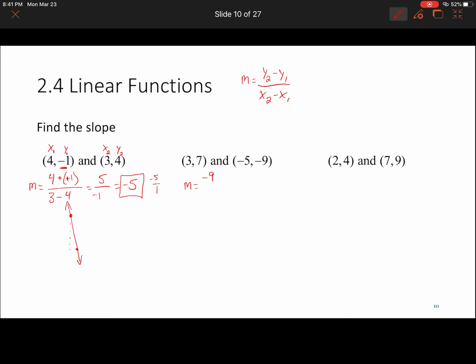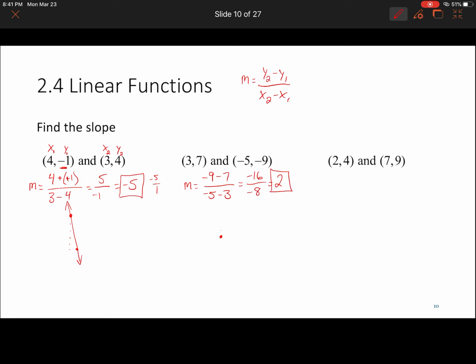hopefully you stopped the video and you found the slope of each of these. Again, using our formula, it's going to be negative 9 minus 7 over negative 5 minus 3. And when you simplify that, it's negative 16 over negative 8, which then simplifies to 2. Now, again, from a rise and run standpoint, it's 2 over 1. We write it as 2, but it is still 2 over 1.